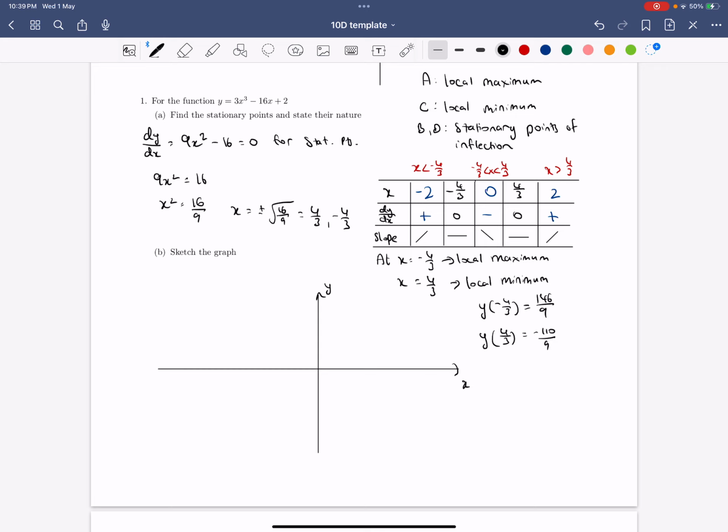So what do we end up getting? We end up getting negative 4/3, 146 on 9, which might be here. 4/3, negative 110 on 9, which might be here. And you get a graph that kind of goes through that. So overall, we've got something.